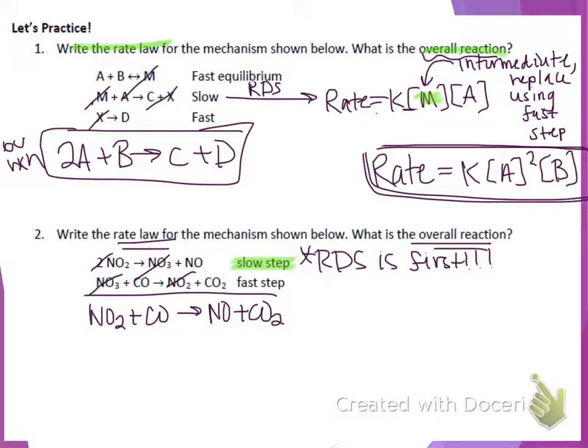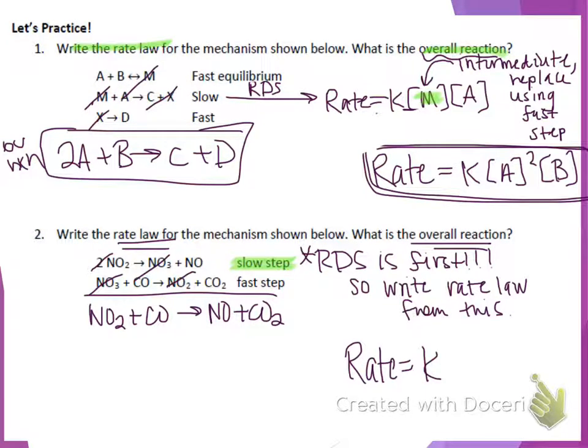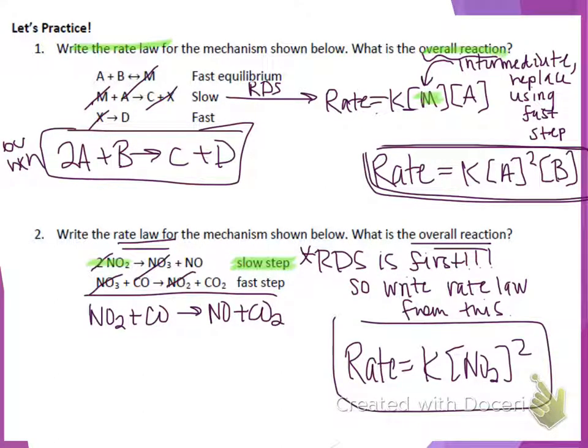When the rate determining step is first, we can just write our rate law from its reactants. So writing our rate law from this, rate is equal to our rate constant K times, we need to use the whole first step, not our canceled out NO there. So that is going to be times the NO2 concentration squared. This time our rate law does not match the reactants of the overall reaction, but that's okay because we wrote it from the rate determining step as we should since it was first. So there you have rate law with a first step. We got some more practice on page 35 you can try out and find a key for.